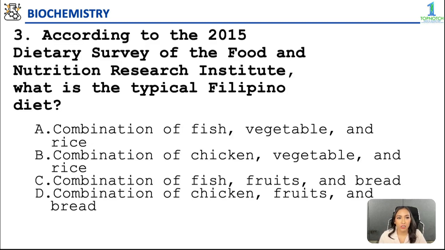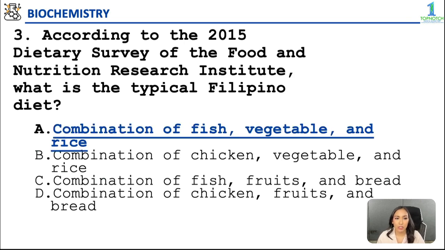Number 3. According to the 2015 Dietary Survey of the Food and Nutrition Research Institute, what is the typical Filipino diet? Typical Filipino diet. Kayo ba? Ano bang kadalasan kinakain nyo? And the correct answer is A, combination of fish, vegetable, and rice.